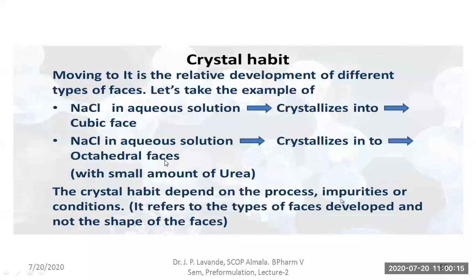So this is said to be the crystal habit in presence of another agent, like in presence of urea, their shape goes on changing from cubic to that of the octahedral one. The crystal habit depends on the process, impurities, or conditions. It refers to the types of phases developed and not the shape of the phase.